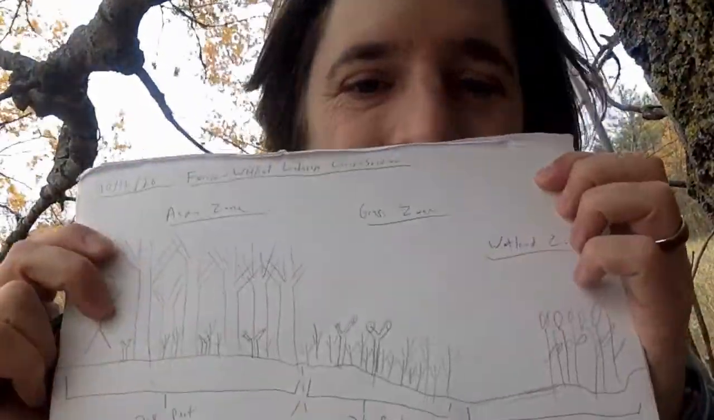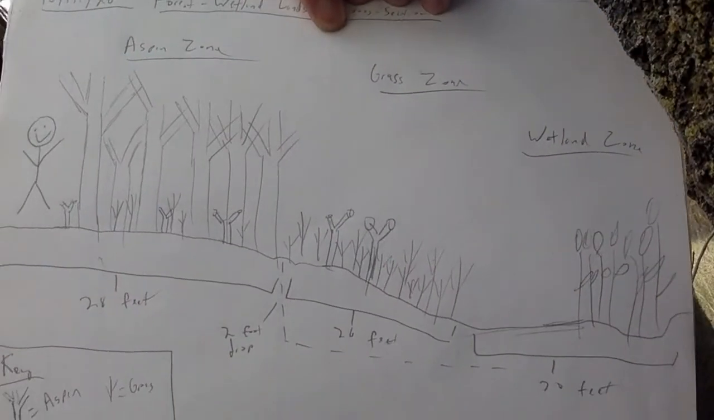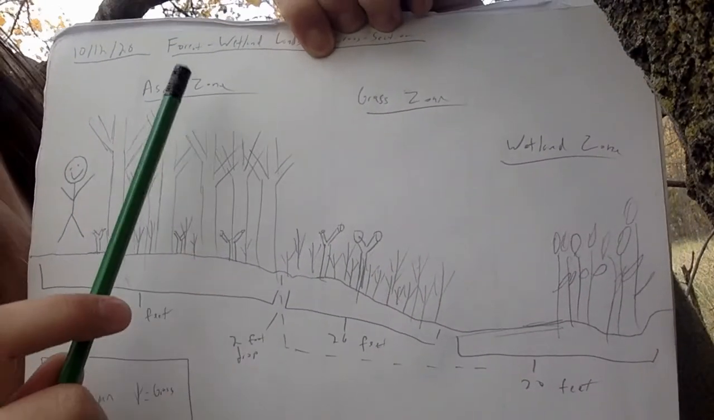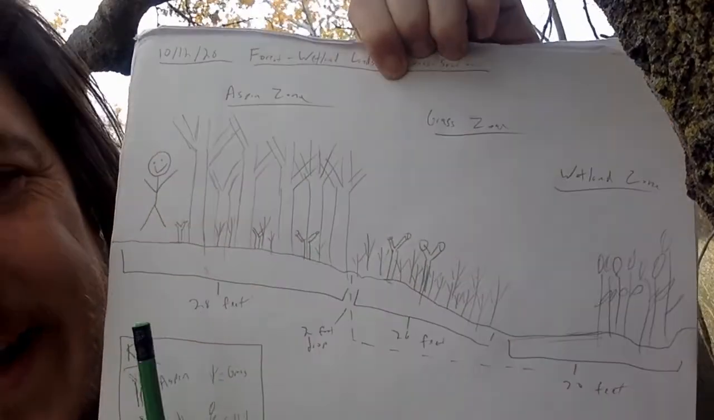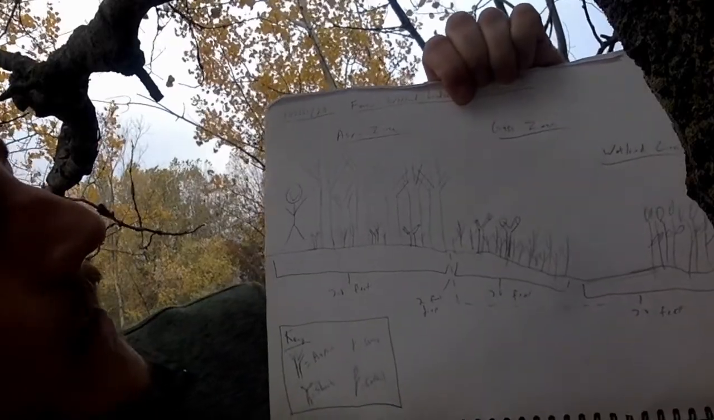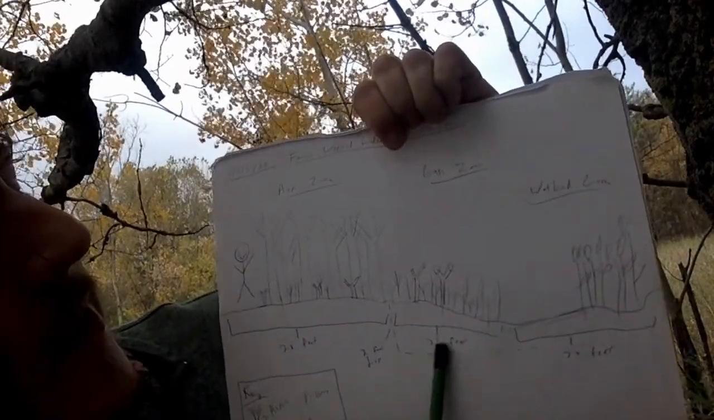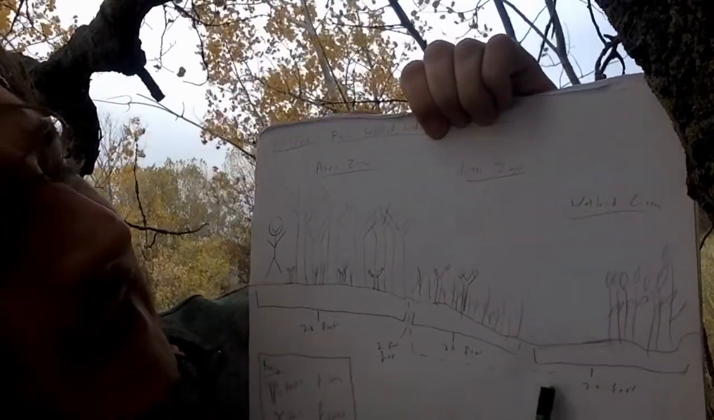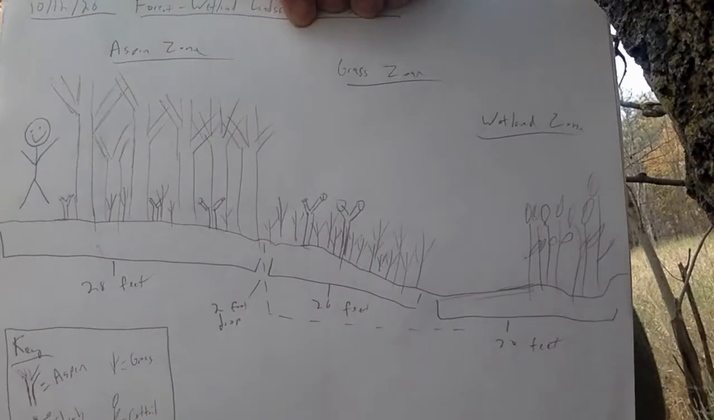Alright, so a little bit of measuring, and here's what I found. Once again, you'll have to excuse the backwards nature of my illustration here. It's just the mirror. So I found 3 main zones. I call them the aspen zone, the grass zone, and the wetland zone. A little bit of stepping off here, I found that the aspen zone was about 28 feet long. The grass zone was a little bit shorter, about 26 feet. And then the wetland was even smaller, about 20 feet long. So I just put some basic measurements in there.